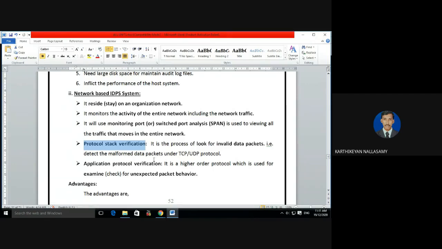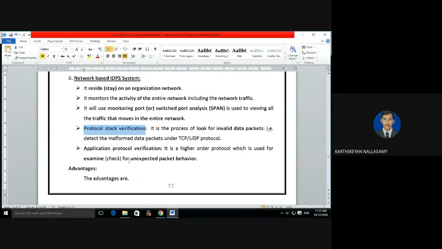Protocol stack verification is the process of looking for invalid data packets. It is called protocol stack verification. While checking the message for the integrity value, if the integrity cannot be maintained, then we go for checking the integrity.